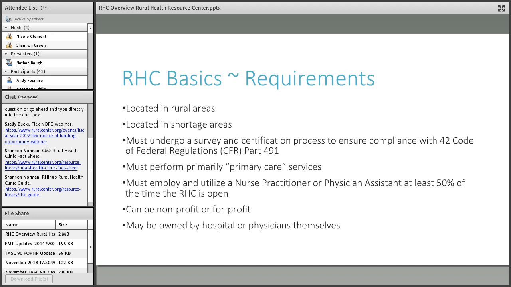Some of the basic requirements: what do you need to be a rural health clinic? Obviously, you have to be in a rural area. For us, that's defined as any area that's not an urbanized area of 50,000 people. So any area that's not designated by the Census Bureau as an urbanized area is therefore considered rural. And that's the first location requirement.